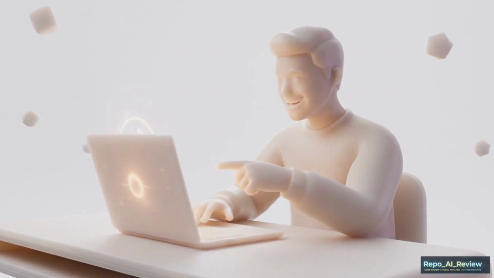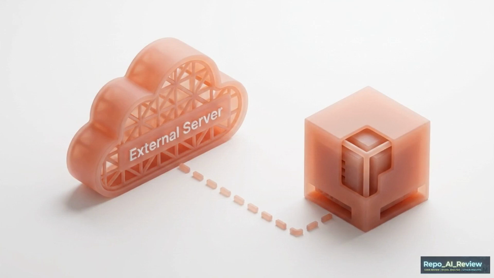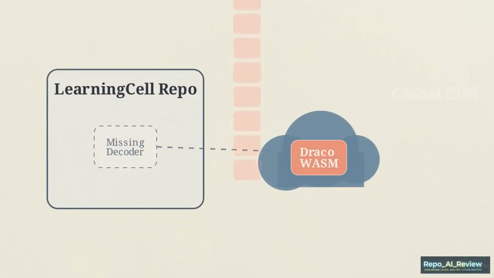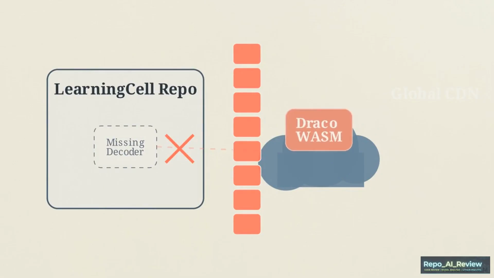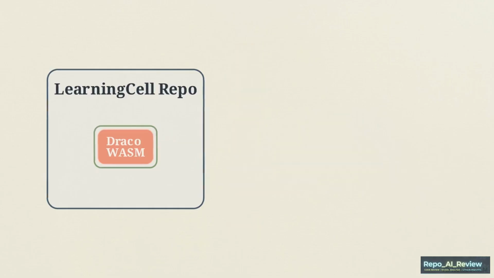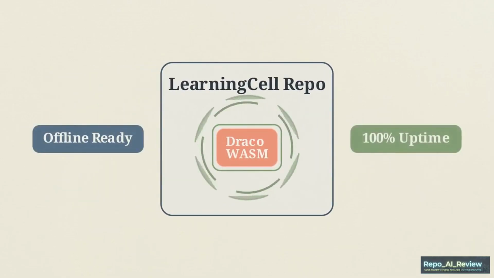There is another flaw in default WebGL setups that this repository has to navigate. They natively rely on Google's gstatic CDN to fetch the necessary Draco decoding tools. Because Google CDNs are blocked by the Great Firewall, those standard setups instantly break in Chinese classrooms. LearningCell's structural workaround abandons the blocked cloud connection. Instead, it extracts the Draco WASM decoder, bundling it locally within the repository's own files. By keeping this dependency local, the application functions offline and maintains complete uptime, regardless of regional network restrictions.